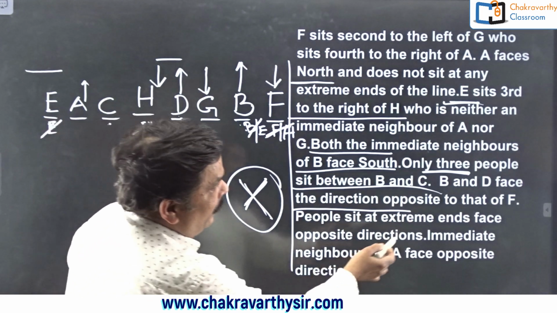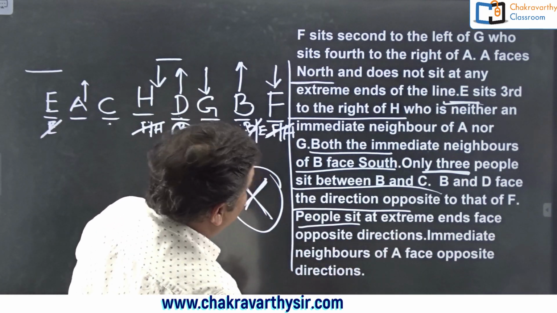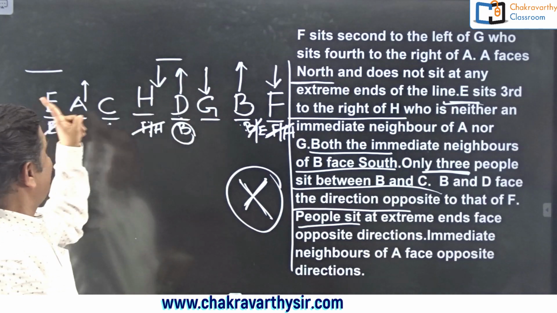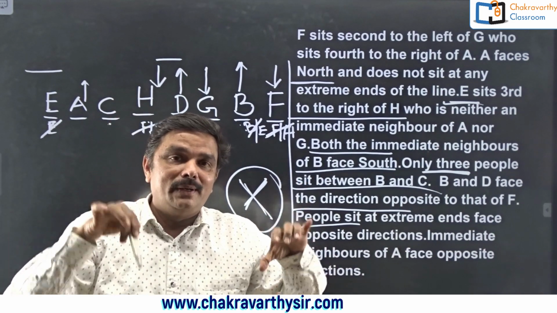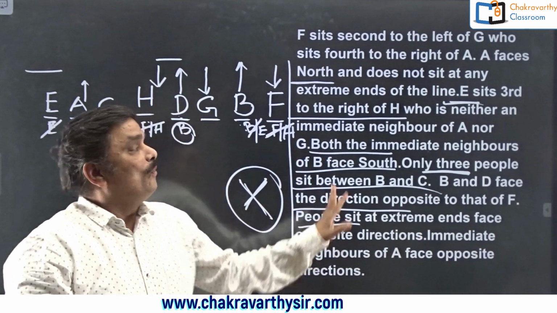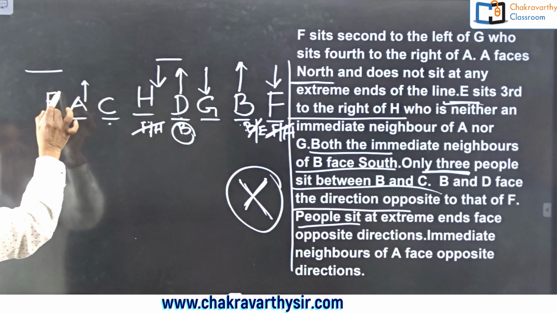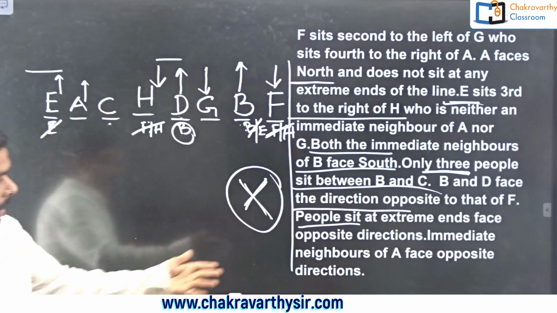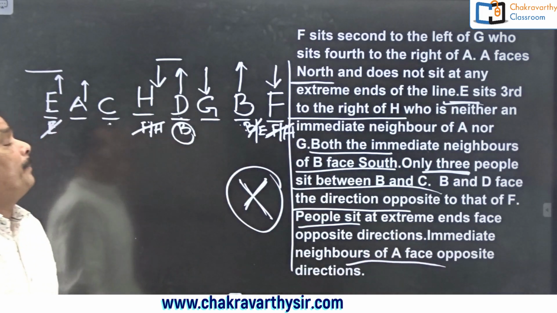Then after that E and C are left out here. For that, what they have given here: people sitting at the extreme ends face opposite directions. That means people sitting at the extreme ends should face opposite directions to each other. When this person is facing south, this person must face north. Alright, finally I am left with C. Have they given anything? Yes. Immediate neighbors of A face opposite directions.